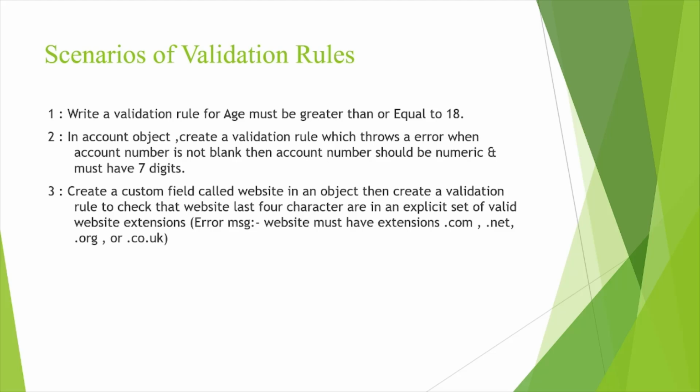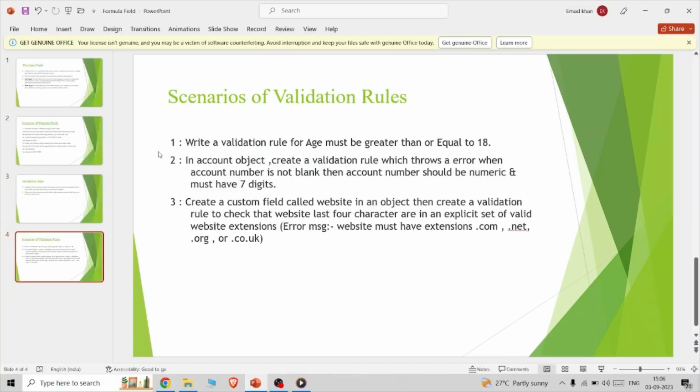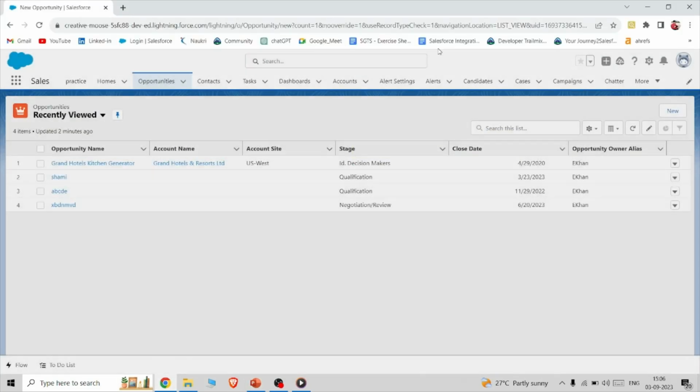First scenario: write a validation rule for age must be greater than or equal to 18. I have a custom object with a custom field, age. I want a validation rule so that if anyone enters an age below 18, an error appears on that field saying age must be greater than or equal to 18. Let me explain how to create a validation rule.